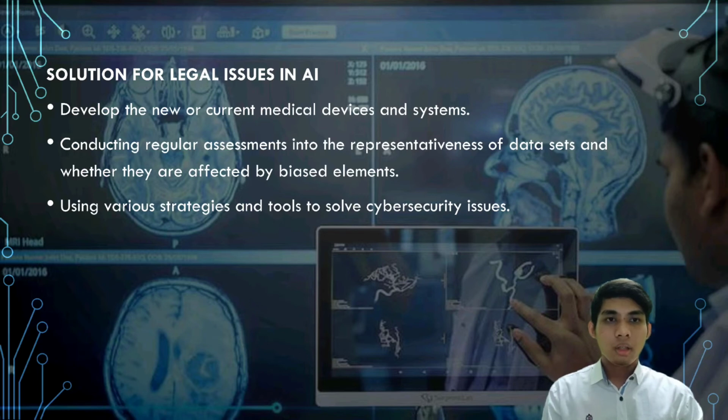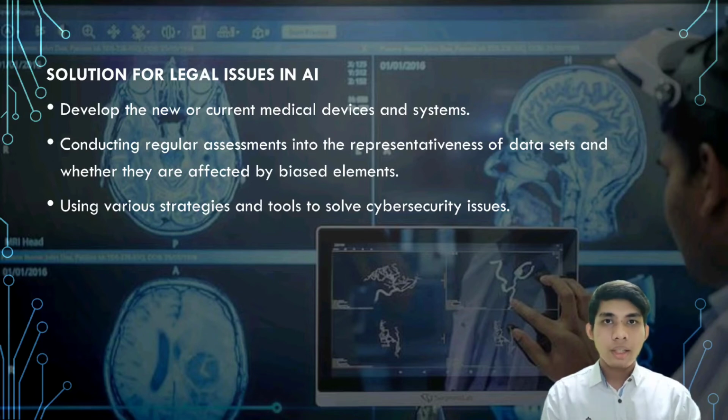Now, I will talk about the solution for legal issue in AI. The first one, develop the new or current medical device and system. Use the latest version of software to make sure the system will not bring any problem or can reduce error and mistake by the system.